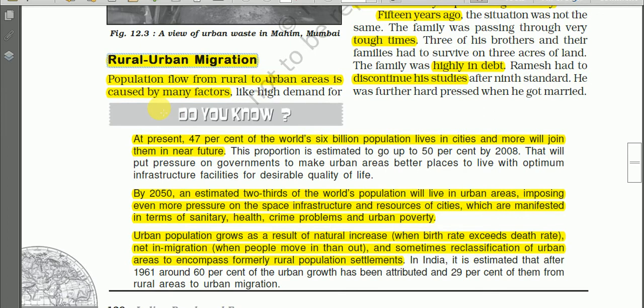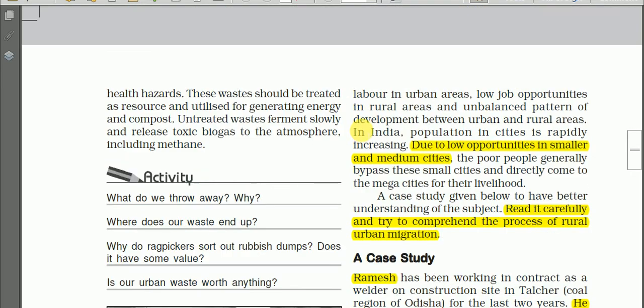Population flow from rural to urban areas is caused by many factors. This we have already learned. Why do people move from rural areas to urban areas? This flow of people is caused by many factors. So those factors are high demand for labor in urban areas, lack of opportunities in rural areas, and unbalanced pattern of development between urban and rural areas.